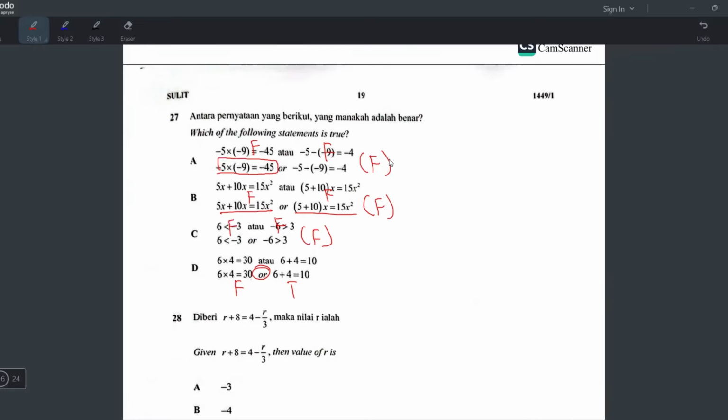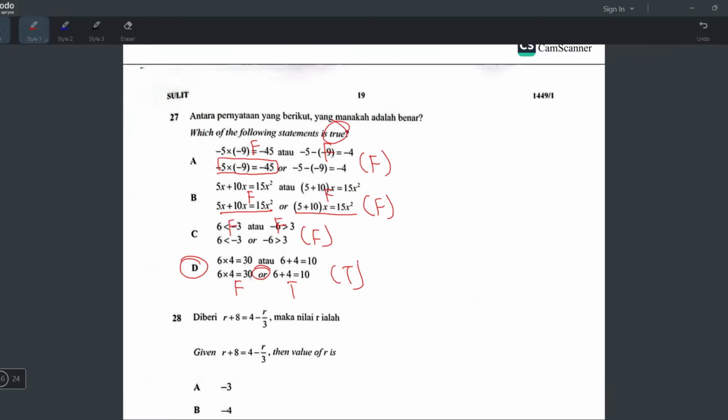If both false, it will be false. If both true, it will be true. But if one true, one false, then you have to look at the middle word. If the middle word is or, that means true. Because if or, one of them true, then true already. Okay, but if the middle word is and, you have to make sure both are true before it can be true. Because with and, both must be true. But with or, one true is enough. So the answer is D because they're asking which one is true.